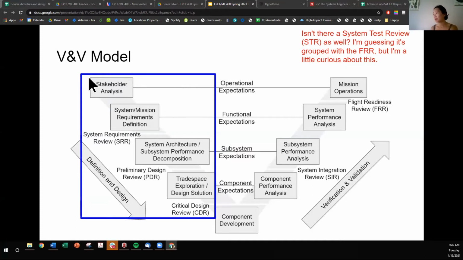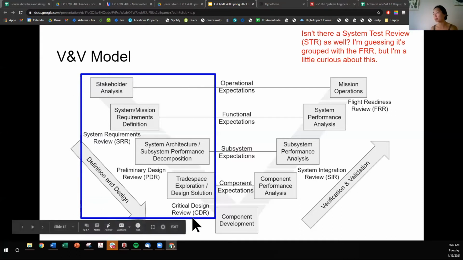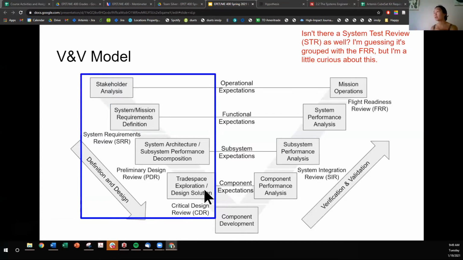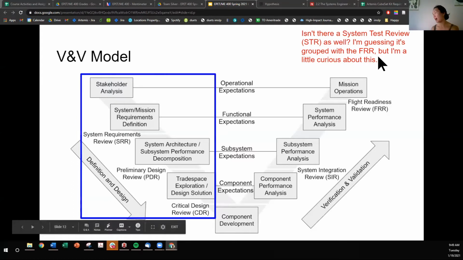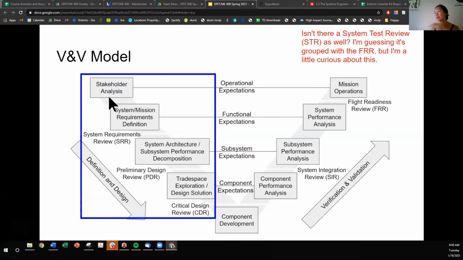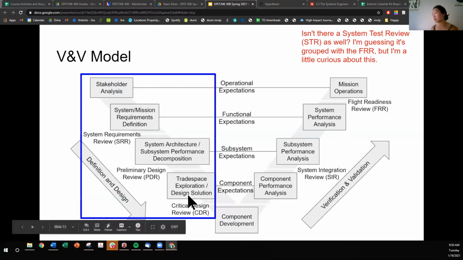In this class, we are going to mostly do the definition and design part of the process, but I do want you to be knowledgeable of what comes afterwards in the design process, the verification and validation part, because there are direct links between, say, stakeholder analysis and the final mission operations. They're inversely related to each other. So what you do in, say, Tradespace is going to directly affect the component expectations that you're looking for in component performance analysis.